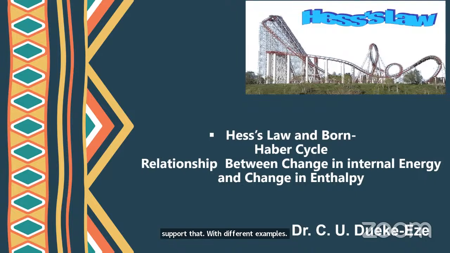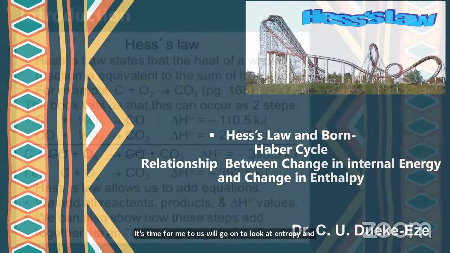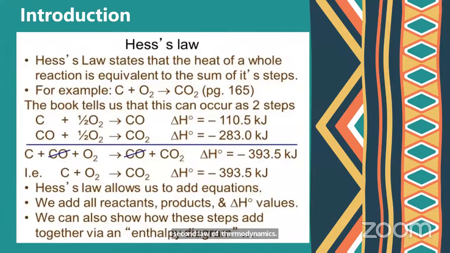Now, the Born-Haber cycle uses Hess's law to calculate lattice energy of an ionic solid. So today we want to look at Hess's law and the Born-Haber cycle, and also the relationship between change in internal energy and change in enthalpy. If time permits, we'll go on to look at entropy and the second law of thermodynamics. But let's start with Hess's law. Like we said, for Hess's law, irrespective of the path the reaction takes, whether it takes place through one step or a series of steps, the change in enthalpy still remains the same.